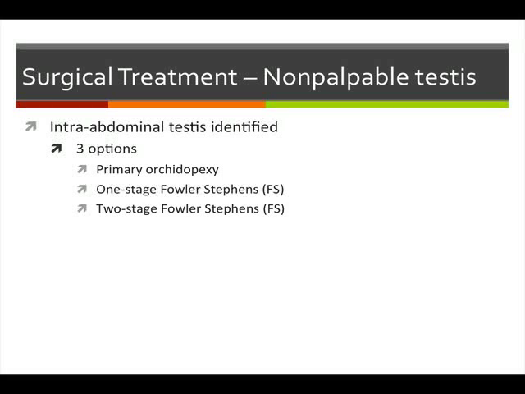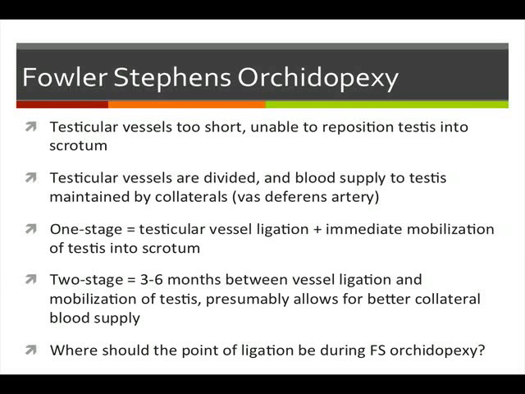Let's say you find an intra-abdominal testicle. It's really 3 options: primary orchidopexy, or a 1- or 2-stage Fowler-Stevens repair. The Fowler-Stevens orchidopexy is done if your testicular vessels are too short and you're not able to bring the testicle down into the scrotum. You essentially divide the testicular vessels, and so you depend a lot on the collateral blood supply to the testes, which is given by the vas deferens artery. In the 1 stage, you do the division and bring it into the scrotum. In the 2 stage, there's a 3 or 6 month period between dividing the vessel and bringing it down.